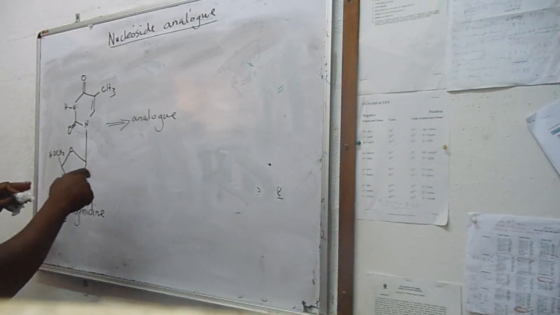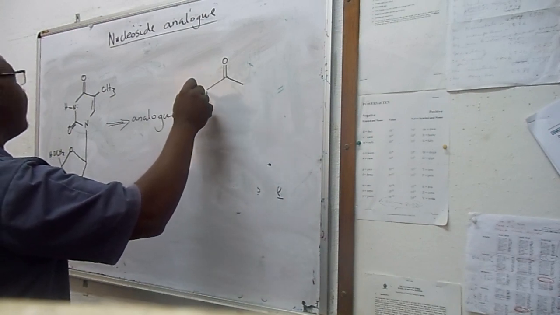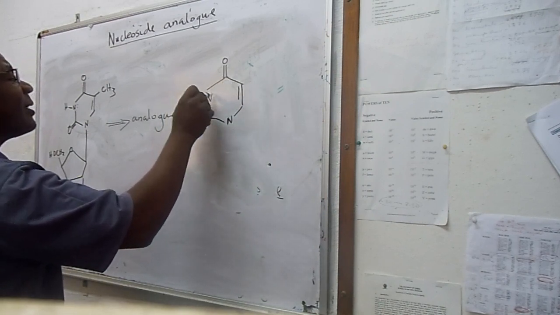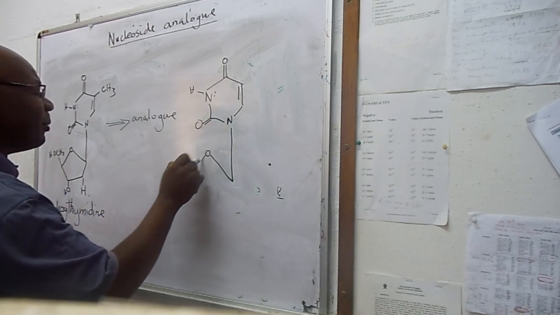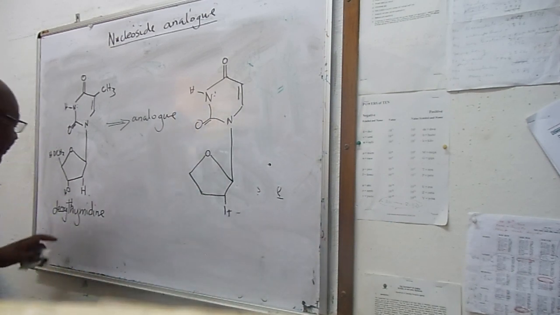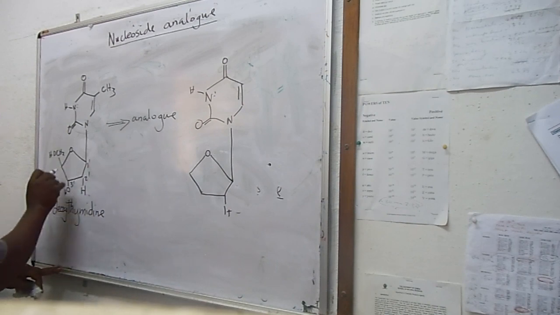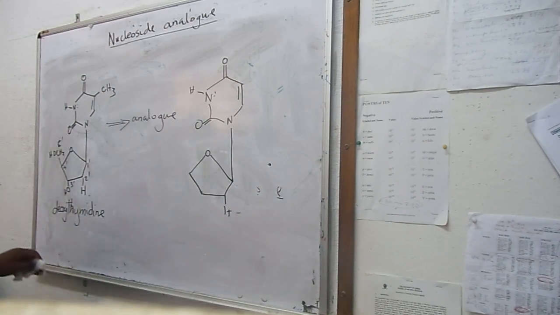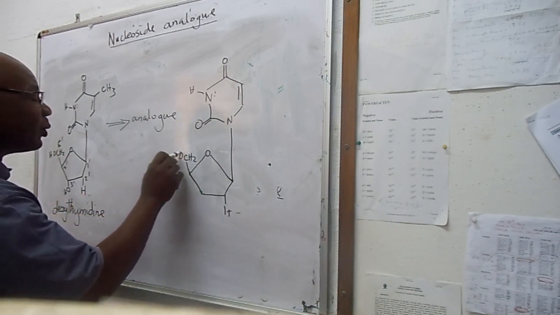Okay, what is the analog of this? What was done was just to change the structure so that it resembles to a greater extent. And if it resembles to a greater extent, it means that its action will be very similar in the body. So this is carbon number 1 prime, carbon number 2 prime, carbon number 3 prime, carbon number 4 prime, carbon number 5 prime. What was done to this structure, of course the rest are the same, CH2 hydroxide.